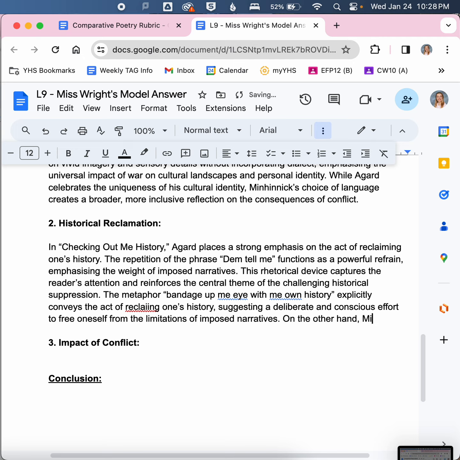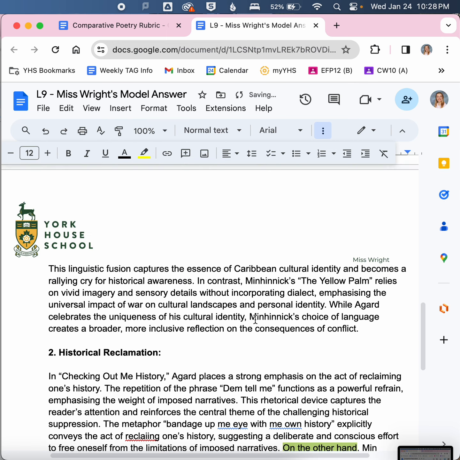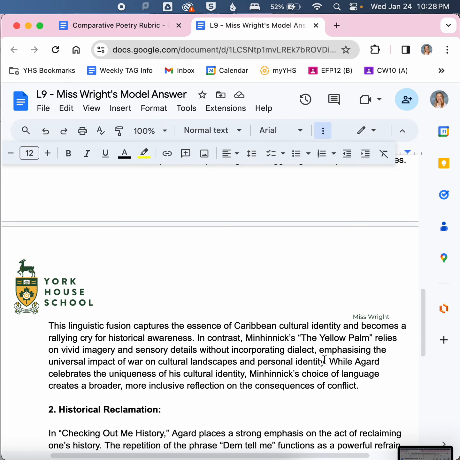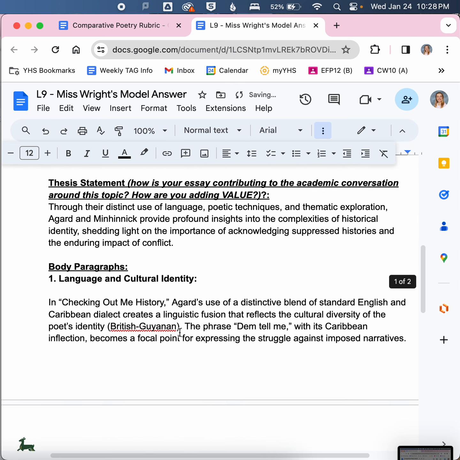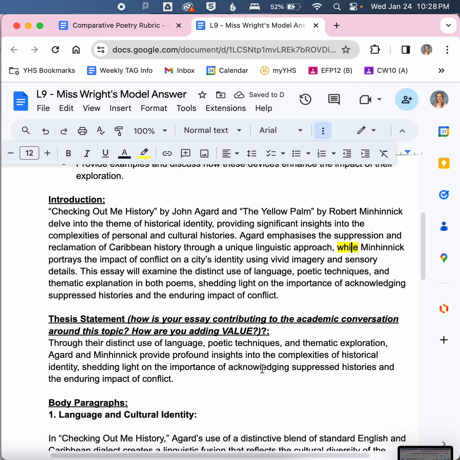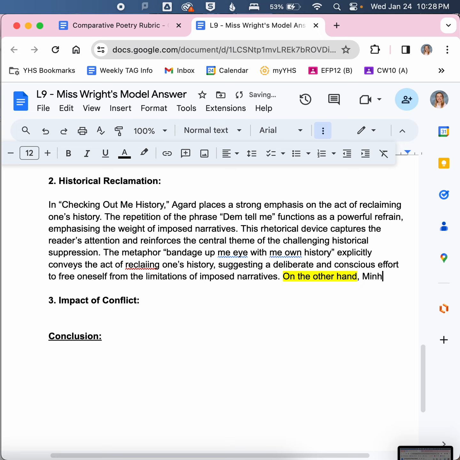And then I do, again, with this, on the other hand, I'm using those explicit transition phrases to guide the reader, always guiding the reader. You want them to always trust what you're going to say. Okay, on the other hand.